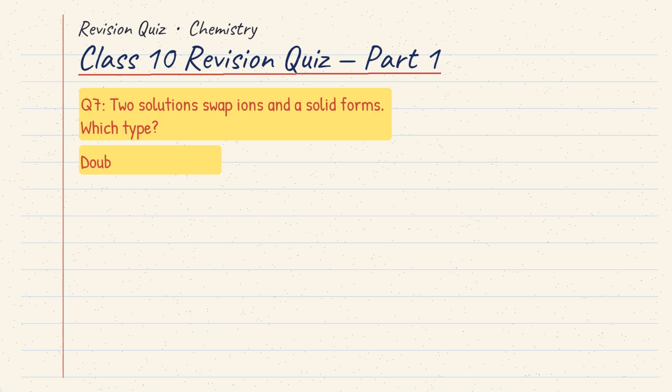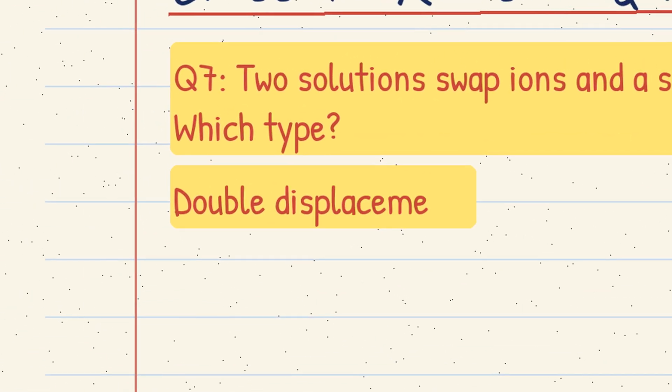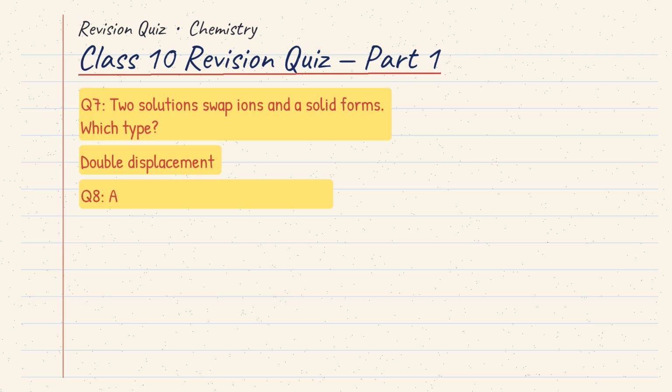The answer is double displacement. A precipitate is formed. Question 8. A reaction that gives out heat is? Pause and think.